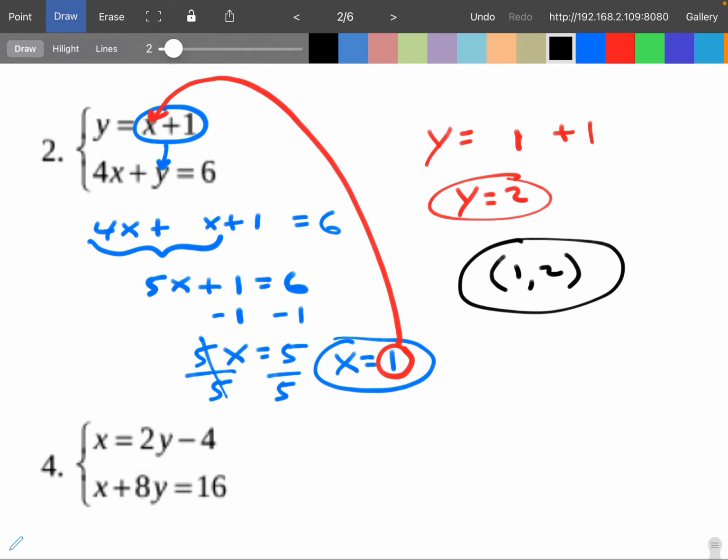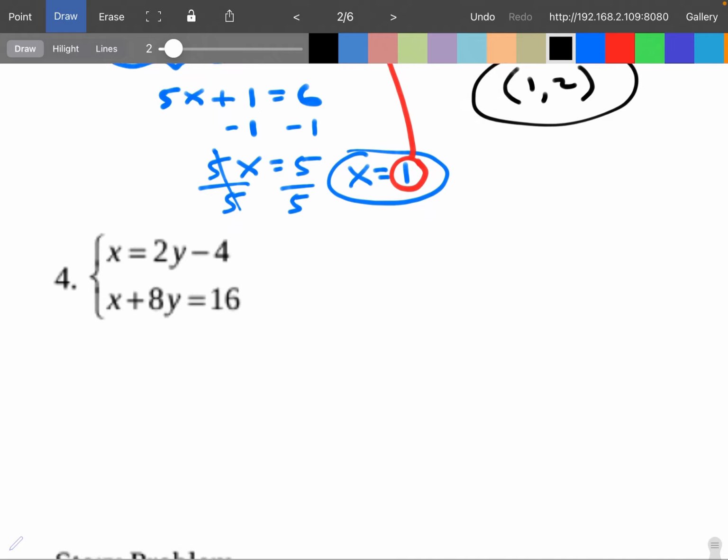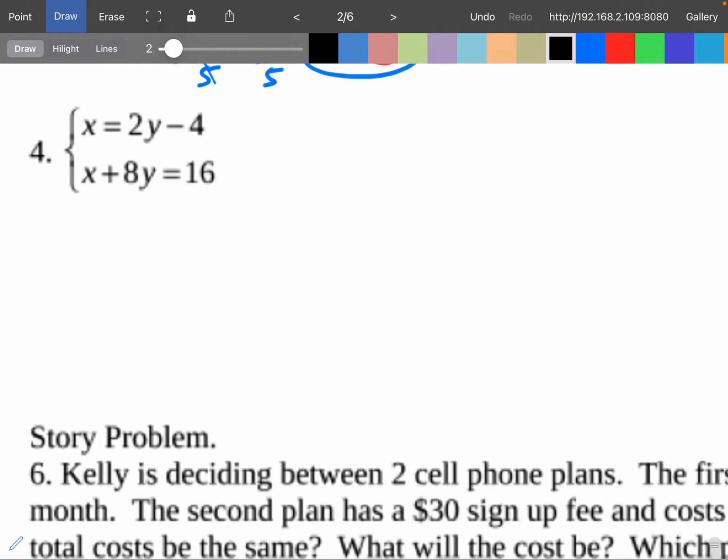So 1 plus 1 is 2. So I get y equals 2. And again, for me, that's good enough. You got your x is 1, that's circled. You got y equals 2, that's circled.